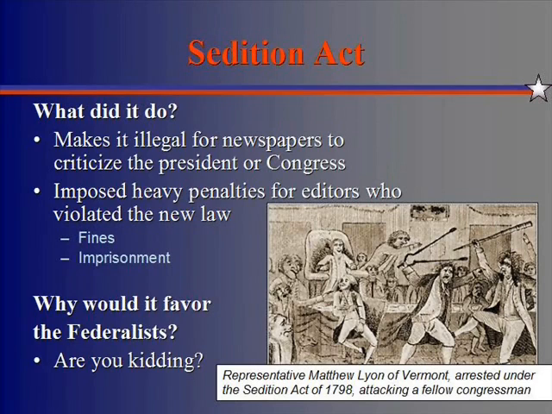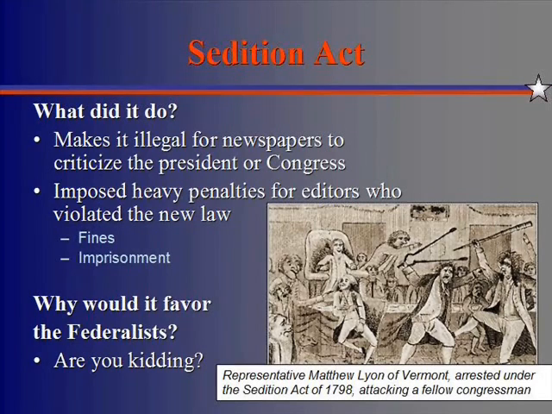Now, what amendment does that violate, I should say? Obviously, the First Amendment, freedom of the press. Now, we can't do this. This is not right. If these people have an opinion, they should be allowed to express it.